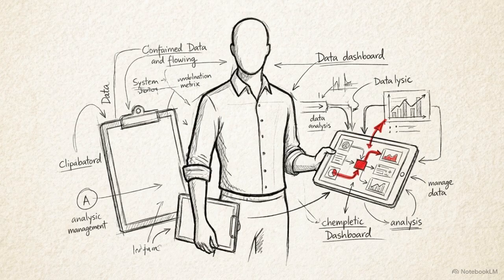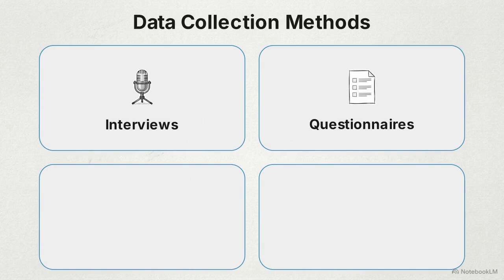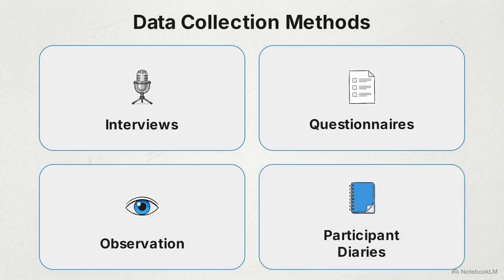Once the purpose is clear, Step 2 is the physical collection of the job data. Analysts typically rely on 4 acceptable methods: conducting structured interviews, distributing written questionnaires, performing direct observation of the worker, or asking employees to maintain chronological participant diaries.